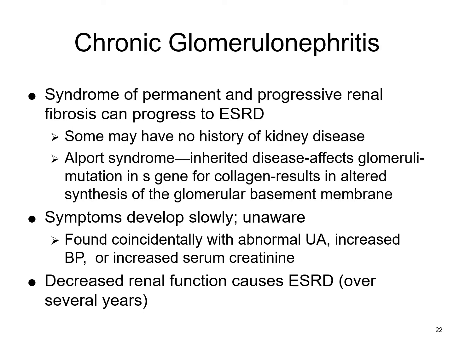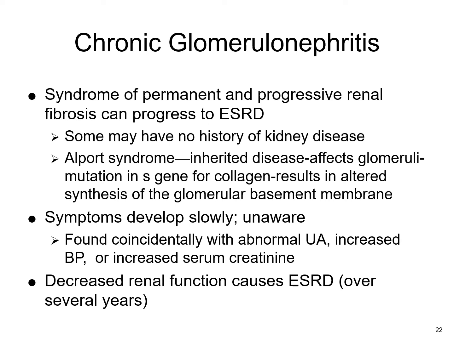For the chronic glomerulonephritis, at this point you're getting things like renal fibrosis, and this can progress to end-stage renal disease. It's weird that in some patients they may have no history of kidney disease, and then they end up getting this chronic glomerulonephritis. So it's just odd. Some patients may have what is known as Alport syndrome. This is an inherited disease that basically affects the glomeruli. There's a mutation that happens, and then you're getting an alteration in the synthesis of the glomerular basement membrane, and that's why they're getting the chronic glomerulonephritis.